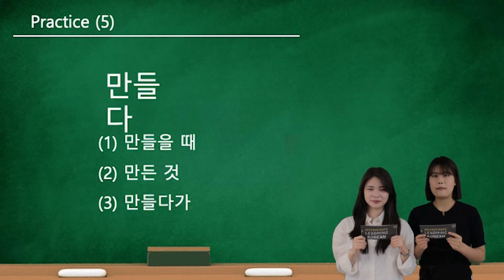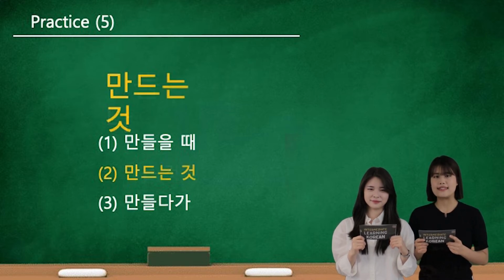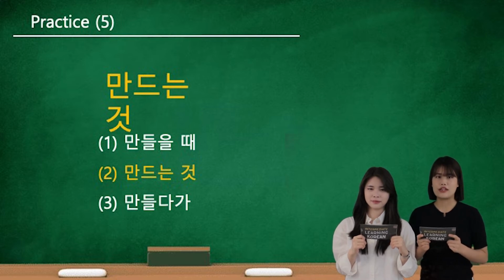Next problem, 만들다. What should we change 만들다 to? Yes, the answer is 만드는 것. When 다 is removed from the verb 만들다, there is a final consonant, 리을. So 리을 is removed and 는 것 is added. Finally, it becomes 만드는 것.